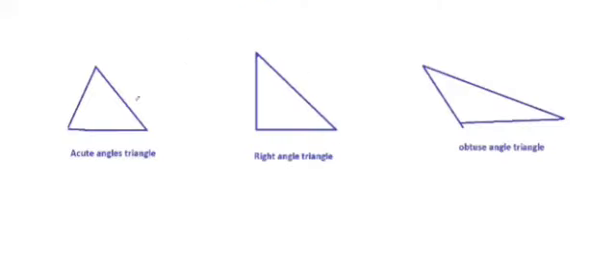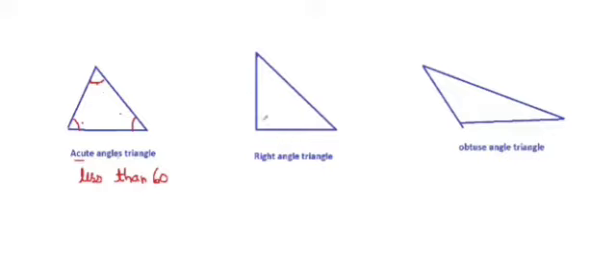Now we classify the triangles on the basis of their angles. We have three angles in any triangle. These are called your angles. Now see here, if all the angles are less than 90 degree, then it is called an acute angle triangle. If all the angles are less than 90, then this is called your acute angle triangle.